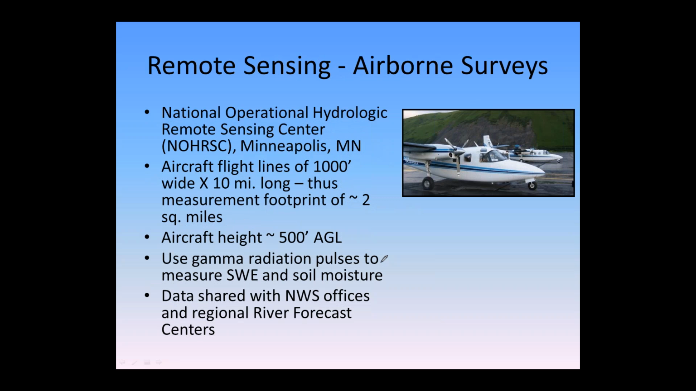We also have airborne surveys, pretty interesting stuff. The National Operational Hydrologic Remote Sensing Center, or NOHRSC, in Minneapolis is basically NOAA's National Weather Service snow gurus, who take all the measurements, do a lot of modeling, and show us the characteristics of the snowpack across the country. They fly aircraft as we get into the deeper winter, and especially toward spring. They fly flight lines about 1,000 feet wide and 10 nautical miles long, so the footprint of these surveys is about 2 square miles. They fly really low, only about 500 feet off the ground, and use gamma radiation pulses from an instrument in the bottom of the aircraft to measure the snow water equivalent, SWE. They can also measure soil moisture and a few other parameters that we look at.